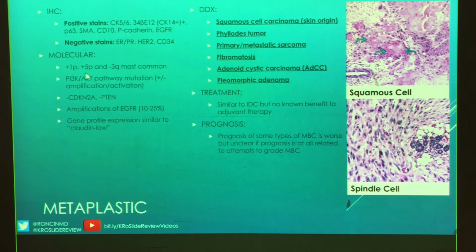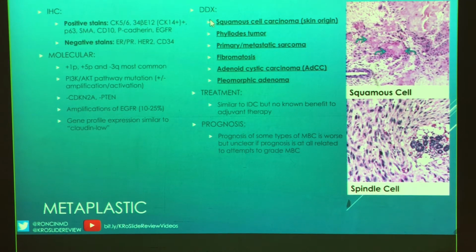Your molecular, so you have the gain of 1p, gain of 5p, and loss of 3q are actually your most common mutations. You can see that your PI3K AKT pathway changes, loss of PTEN, loss of CDKN2A. EGFR amplifications can be seen.